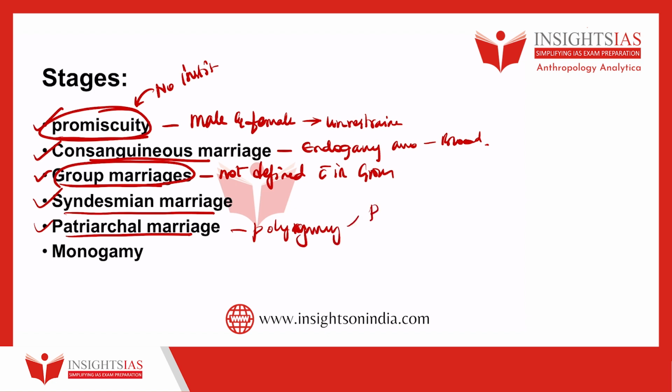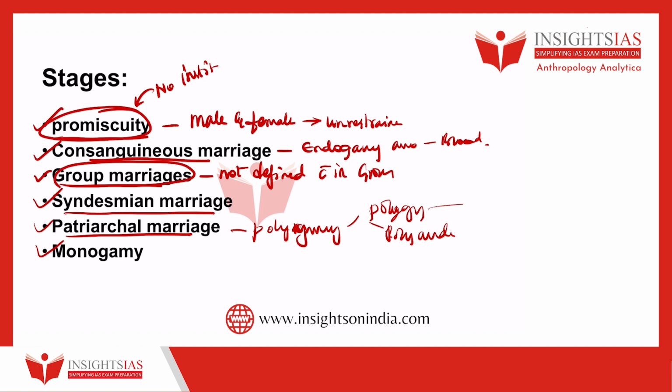either polygyny or polyandry. So if the society was patrilineal, we see polygyny, and if it was matrilineal, we see polyandry. And the last stage, according to Morgan, was monogamy. So obviously monogamy was one male marrying one female, and it had rules and regulations, and they lived with each other until legal separation or religious separation.